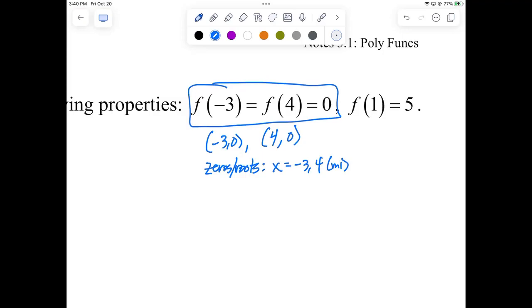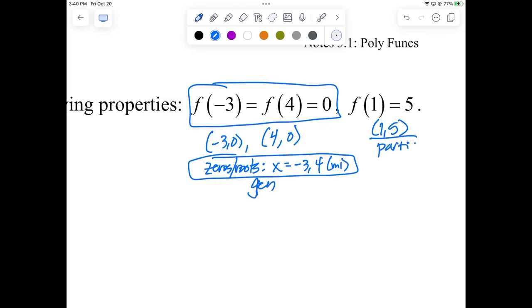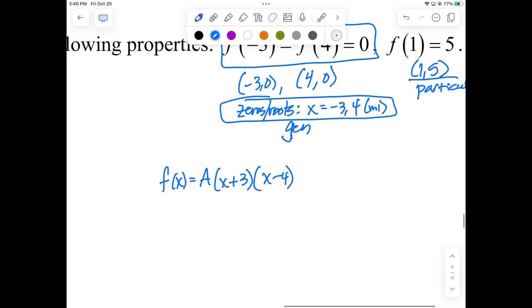It's quadratic. So this point here, 1, 5, is what I'm going to use to find my a value. This is what I use down here to write the general equation. And this is what I use to write what's called the particular equation. All right, so let's write the general equation first. Step 1, let's say f of x equals a, and if negative 3 is the root, x plus 3 is the factor to the first power, and if 4 is the root, x minus 4 is the factor to the first power. So there's your general equation.